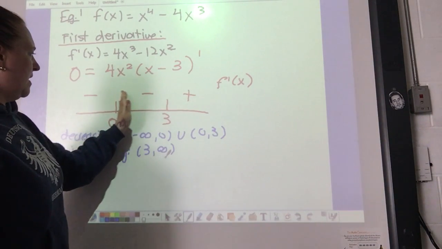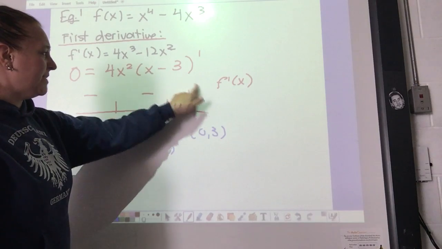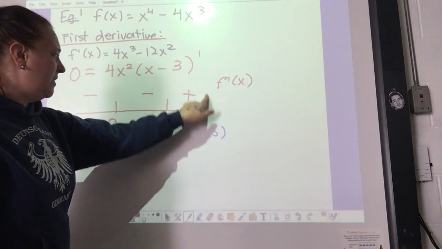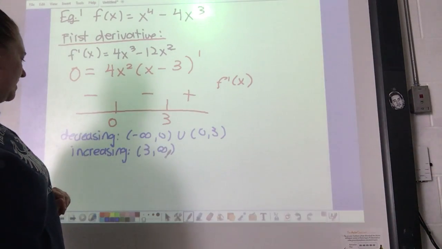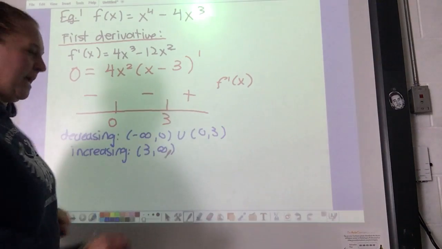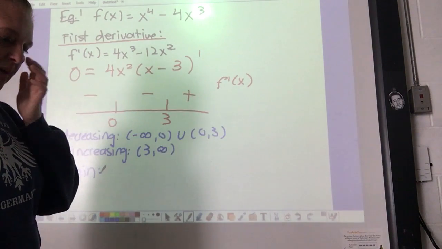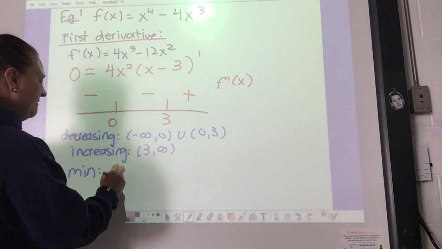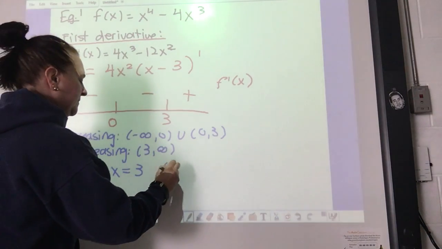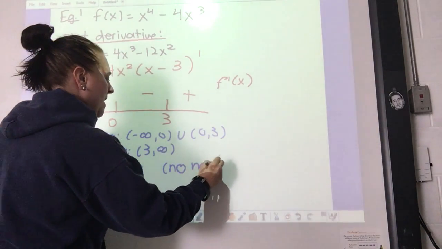Well, look, it goes negative, negative, positive. There's a sign change here. So if you were listening to the first part of this lesson, that means we have a min value there. There's no max for this graph, there's just a min value. So we know that we have a min value where x equals 3, and there's no max value.